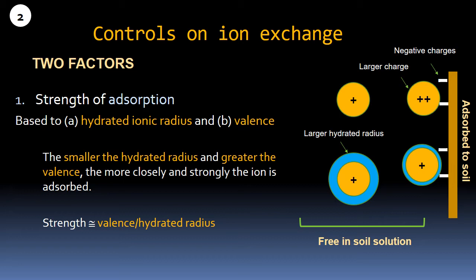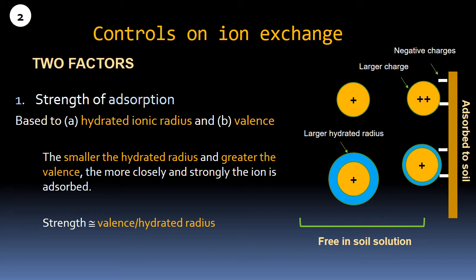However, one of them has a larger hydrated radius, meaning that this cation is surrounded by a larger shell of water, and another one with a smaller shell of water radius. Which one will be tightly adsorbed in the soil? You would find from the picture that the one with a smaller hydrated radius is the one tightly adsorbed in the soil.